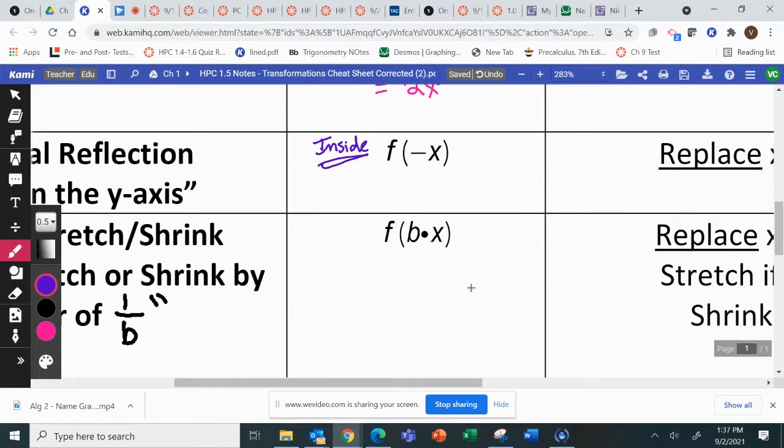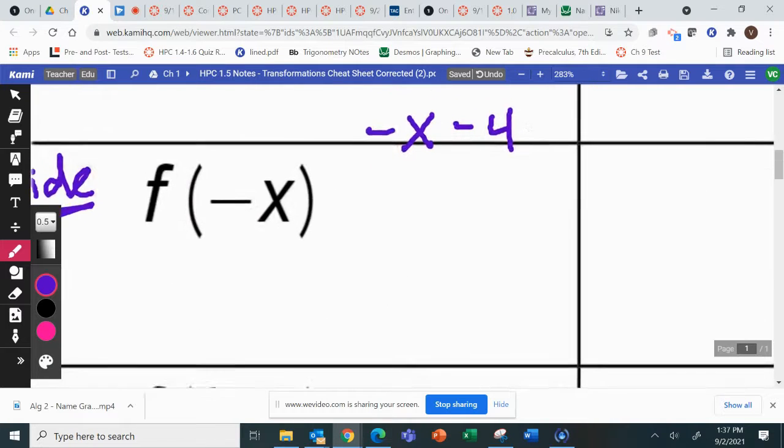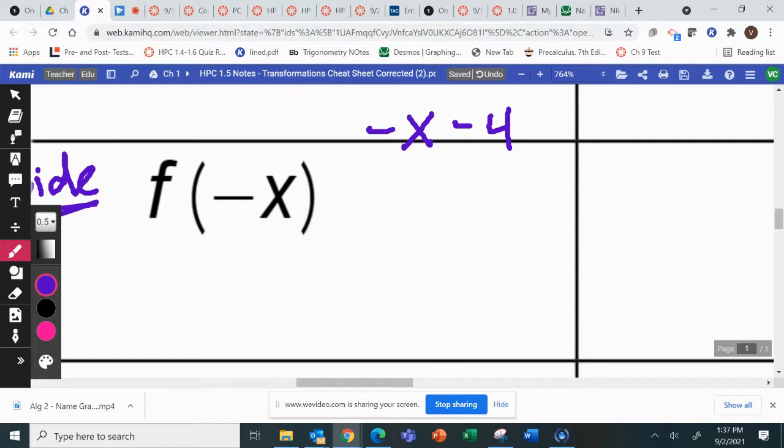Okay, so if the function is negative x minus 4, like this. If I were to make this a reflection in the y-axis, let me zoom in. Sorry, I wrote it really small. If I were to take this and reflect in the y-axis, I would keep that negative sign. Then I would make my x into negative x. And then I would have a minus 4 out there as well.